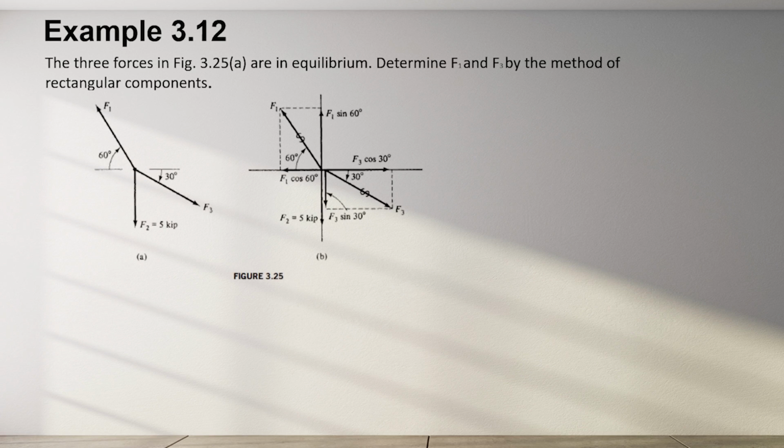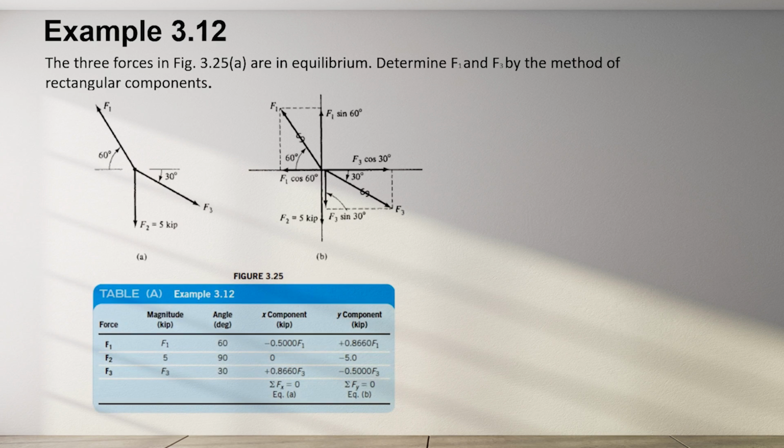In example 3.6, the 3 forces in figure 3.25a are in equilibrium. Determine F1 and F3 by the method of rectangular components. The x and y components of each force are determined by trigonometry, as shown in figure B and tabulated in table A. From table A, for equilibrium in the x and y directions, we write equation A as the summation of Fx equals 0.